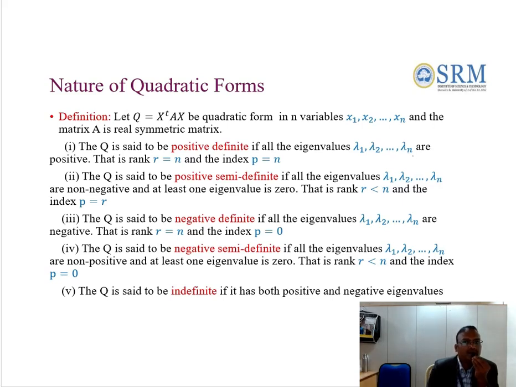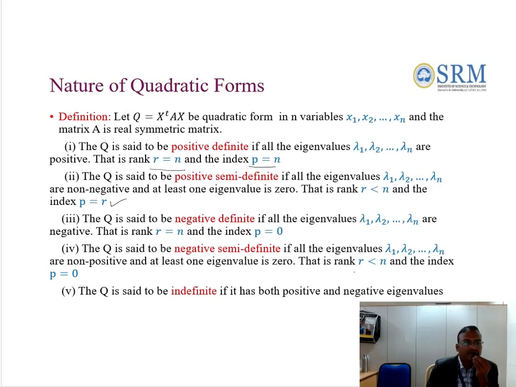That is, if all the eigenvalues of the matrix A are positive, then we can say the quadratic form is positive definite. In this case, the rank of the matrix will be n and the index will be n. And the second definition: the quadratic form Q is said to be positive semi-definite if all the eigenvalues except one or two, all the eigenvalues except a few, are positive. That means all the eigenvalues lambda 1, lambda 2, and so on, lambda n are non-negative, and at least one of the eigenvalues is 0. Here in this case, the rank of the matrix is strictly less than n, and P equals R.